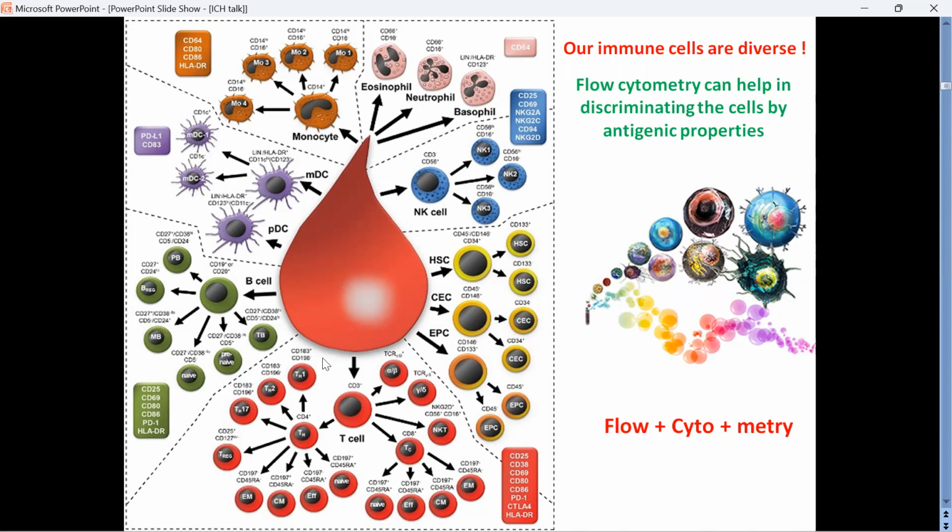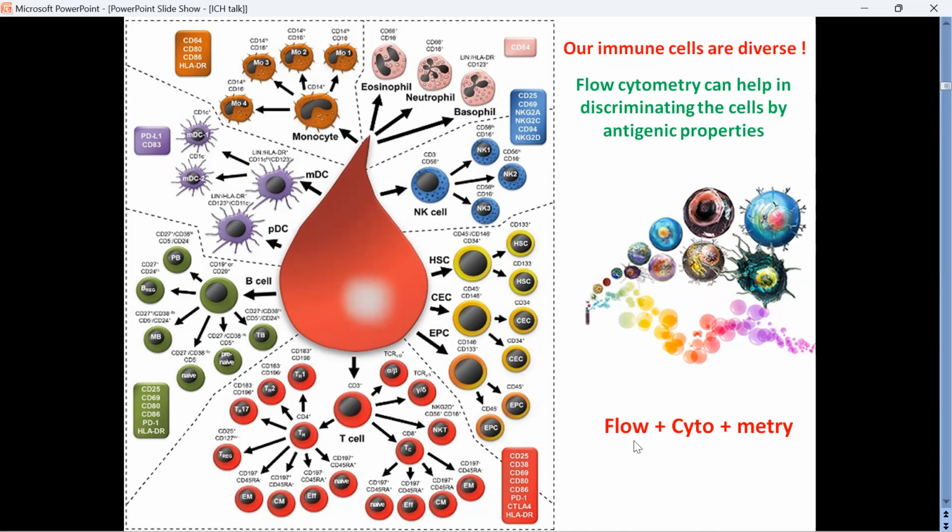So it is very diverse, and you need an efficient tool to study and characterize these diverse immune cells. One such technique is flow cytometry, which can help in discriminating the cells by their antigenic properties, or the proteins present on the cell surface, which are always denoted by CD molecules with a number. Whenever they call a CD molecule, for example CD4, it basically means a cluster of differentiation marker, or a protein present on the cell surface. Flow cytometry is very good at discriminating the cells by using these antigens or proteins present on the cell surface or within the cell.